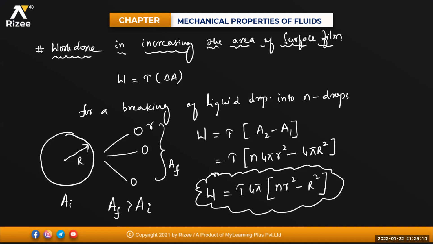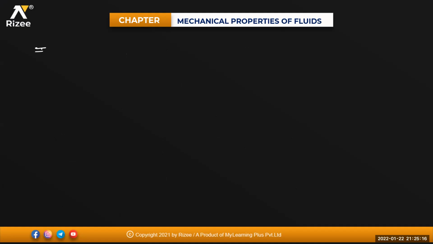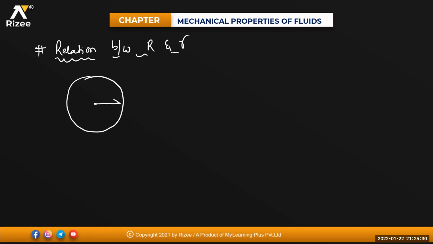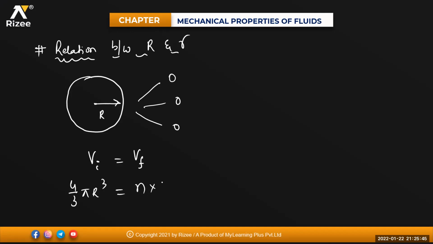What is the relation between small r and capital R? Anyone? The relation between capital R and small r, a very famous equation. Say we have a larger droplet of radius capital R breaking into n droplets. So initial volume must be equal to final volume. The volume is 4 by 3 pi capital R cube, and it breaks into n droplets, so it is n into 4 by 3 pi small r cube.